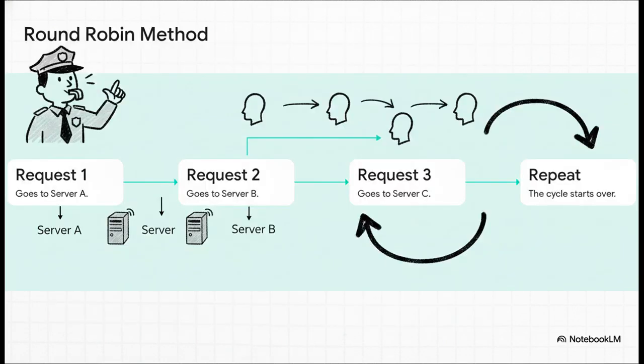So how does this digital traffic cop decide where to send everybody? Well, the simplest method is called round robin. The first person in line goes to server A, the second person, server B, third to server C, then it just loops right back to the beginning. It's clean, it's simple, and it works great as long as all your servers are basically identical.